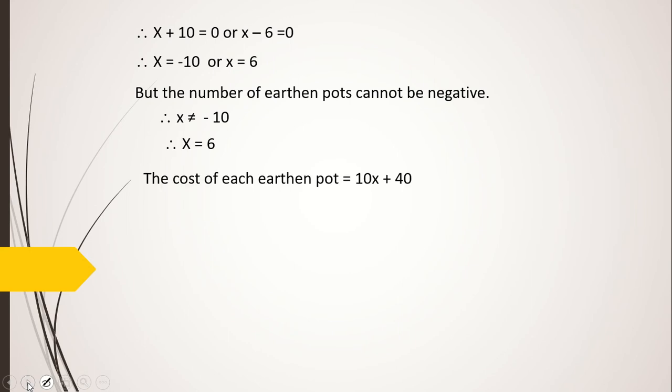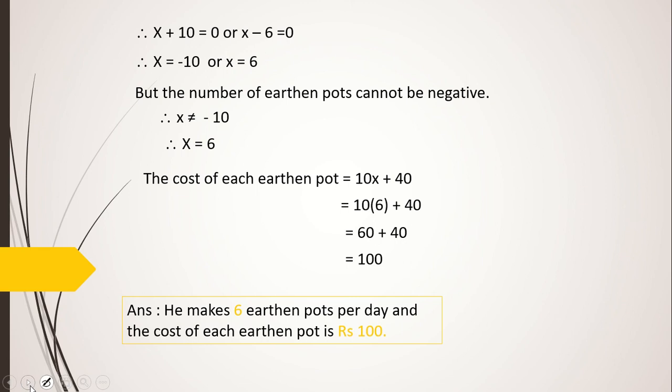And the cost of each earthen pot then is going to be 10x plus 40, which is 10 into 6 plus 40, which is 100. So here we got, he makes 6 pots and the cost of each pot is 100. So 6 into 100 is 600. The production cost given in the question is 600. Okay, so that is justified. So here itself we came to know that our answer is correct. So he makes 6 earthen pots per day and the cost of each earthen pot is rupees 100. It is important to write the final answer whenever we are solving word problems.